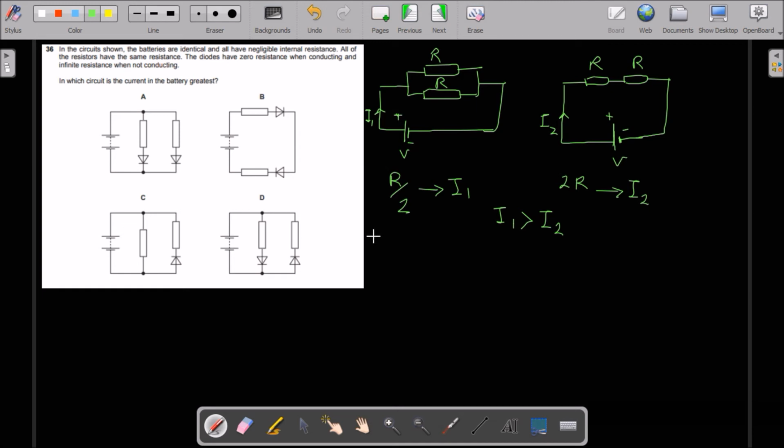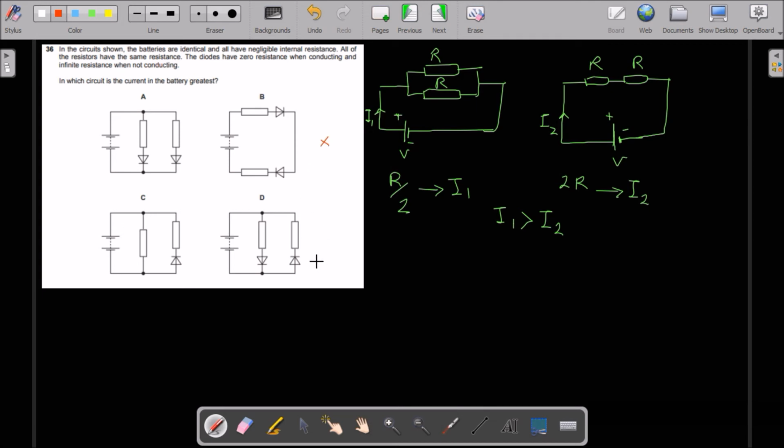Because of that, I can say that B cannot be right, because for choice B the current is less, and the question said current in the battery greatest, so B is wrong. Okay, this is wrong.